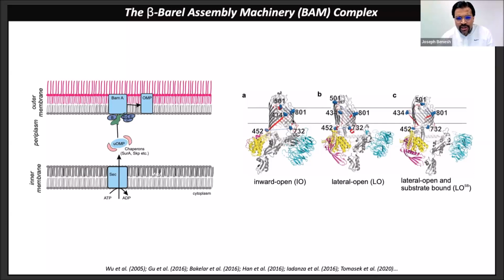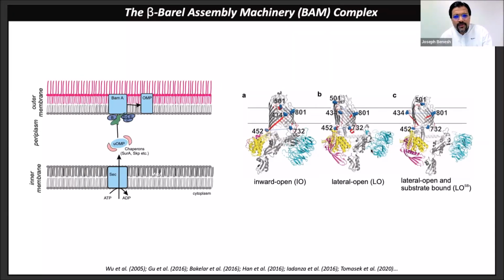And as you can see here, the complex has been observed, especially the central BamA barrel, which is the insertase here, in 2 major conformations. One is an inward open conformation where the terminal beta strands, beta 1 and beta 16, are zipped. And in the lateral open conformation, these terminal beta strands unzip, opening the barrel into the interior of the membrane. And this lateral opening further increases when a substrate is bound, which is the substrate shown here.